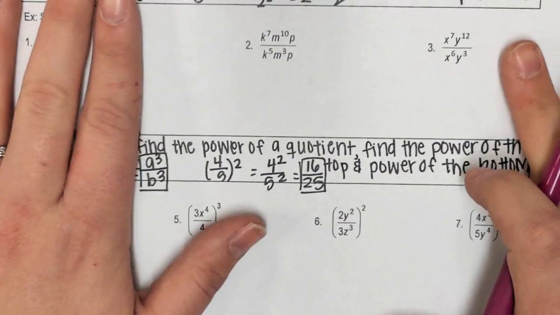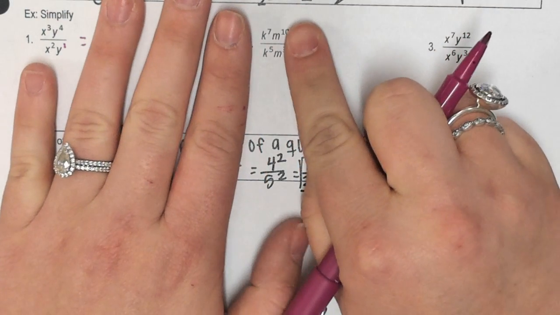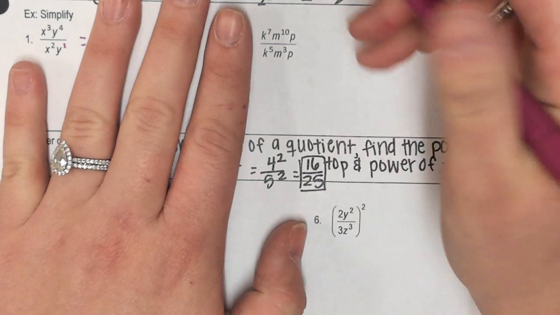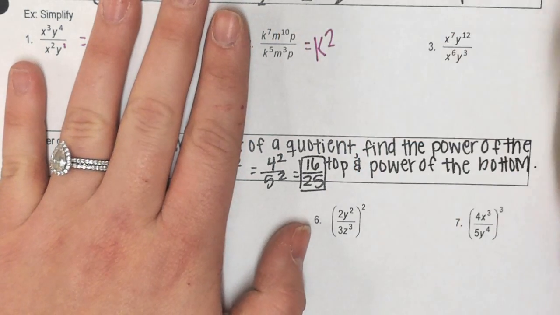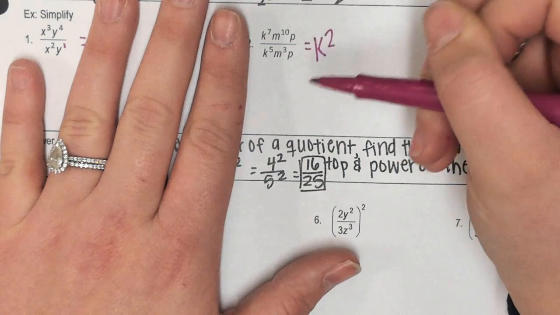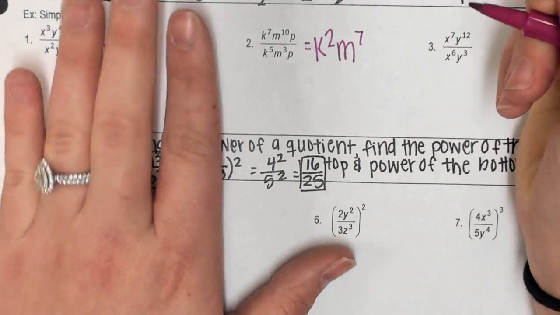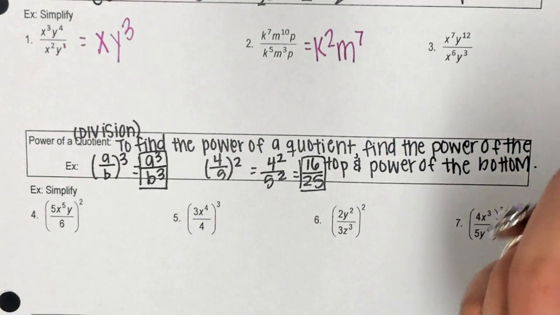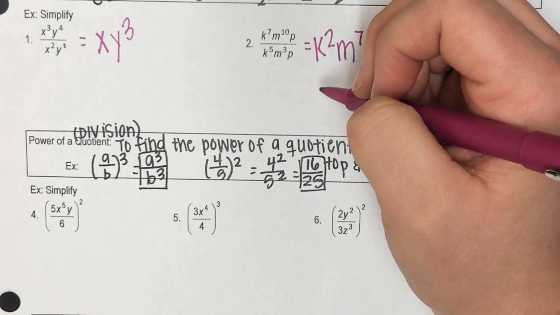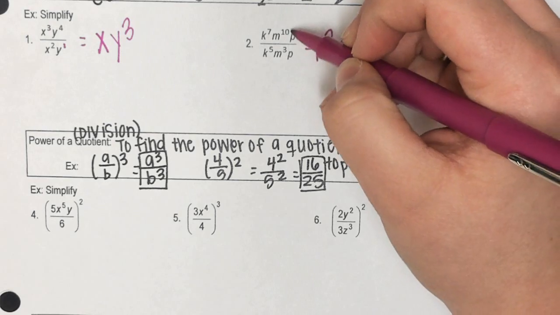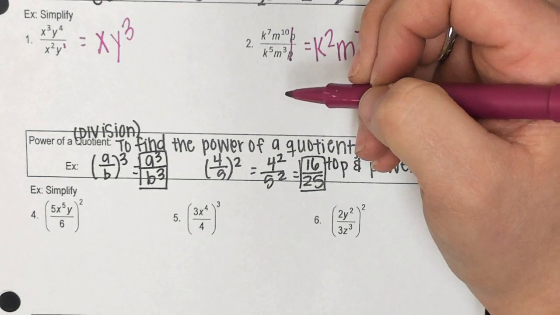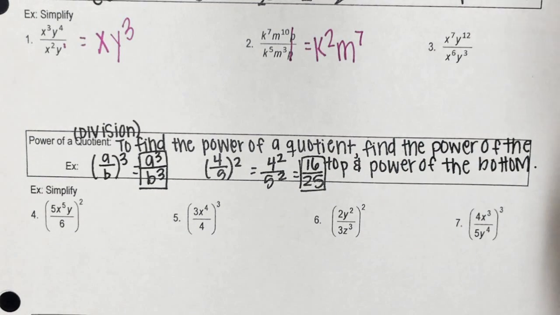Alright, let's do the second one. K to the 7th over k to the 5th. Same base? Yes. So 7 minus 5 is k to the 2nd. M to the 10th over m to the 3rd is m to the 7th. Now, what about p? Would it be 0? Well, what's 2 over 2? 1. So p over p just cancels out. So it's not necessarily 0, it's just not there. So it just cancels. So you don't have to write it down.